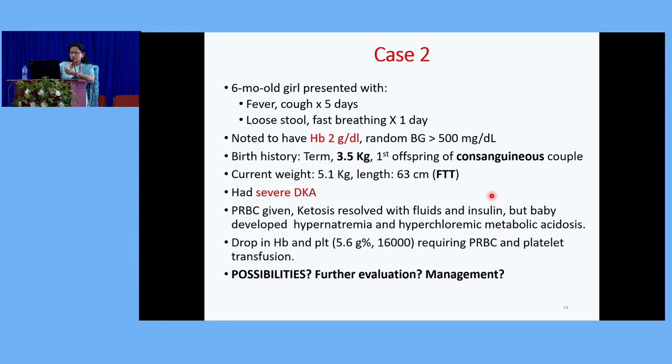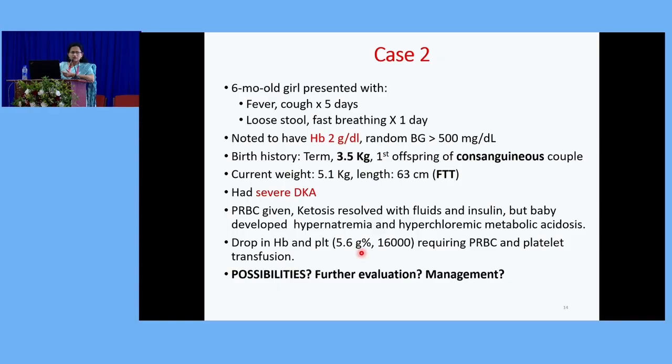She was given transfusion and then ketosis was corrected. The baby developed hypernatremia and hyperchloremic metabolic acidosis. Again, she had a drop in hemoglobin and platelets. So what are the possibilities when you see such a sick baby presenting like this? Anemia is there, all cell lines are depressed. Sepsis remains one important possibility, and sepsis we know can be associated with hyperglycemia, sometimes even with a DKA-like presentation. Organic acidemia remains another possibility.